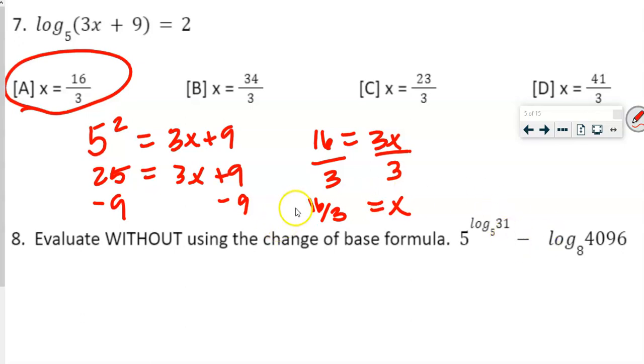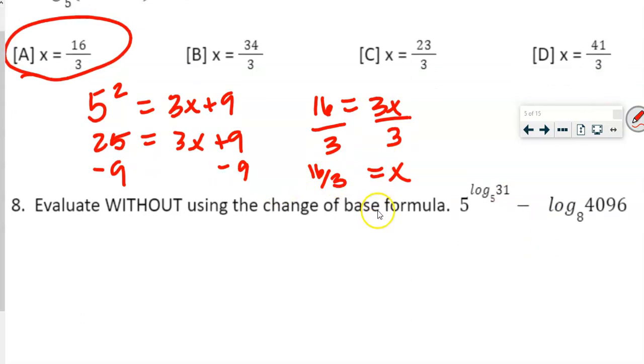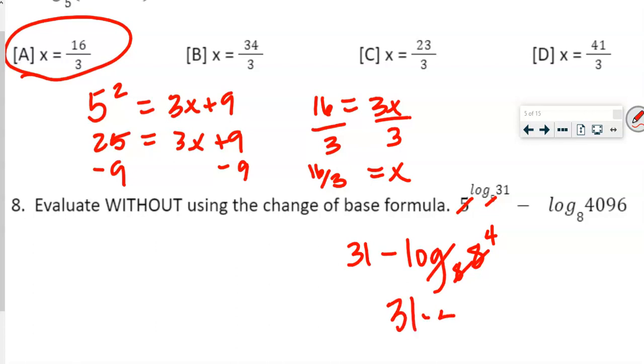So the next one says evaluate without using the change of base formula. So this time, notice we have the same bases here, so we just get 31 there. Now we are going to have to figure out what our base is over here. Log base 8 of 8 to the what power is 4096. So I just did trial and error here, and I took it to the 4th. So when I did that, those cancel out, right? So I'm left with 31 minus 4, which is 27.